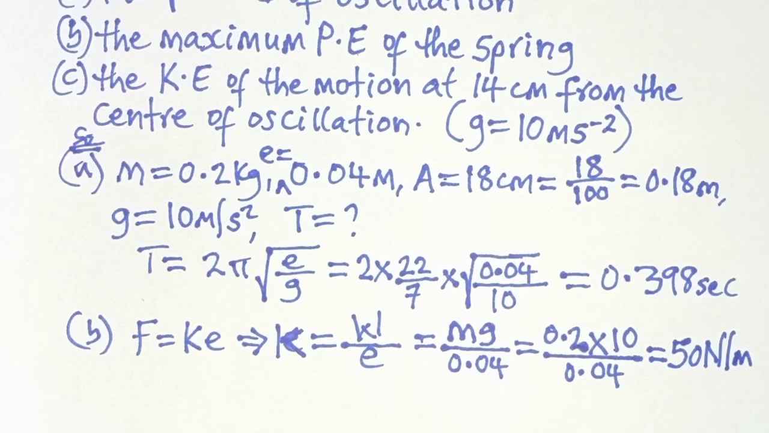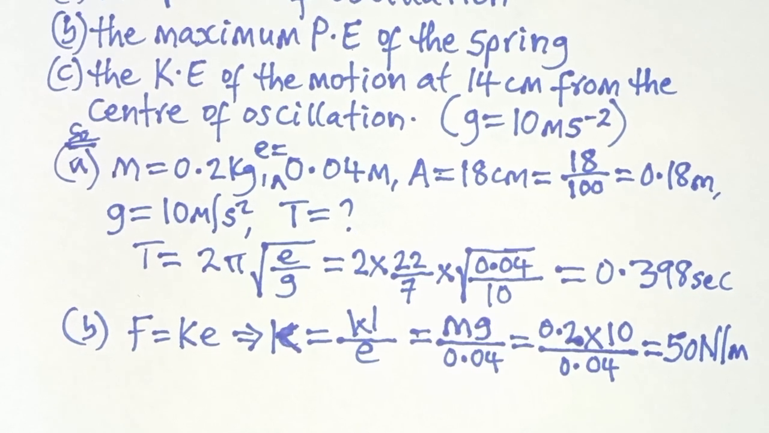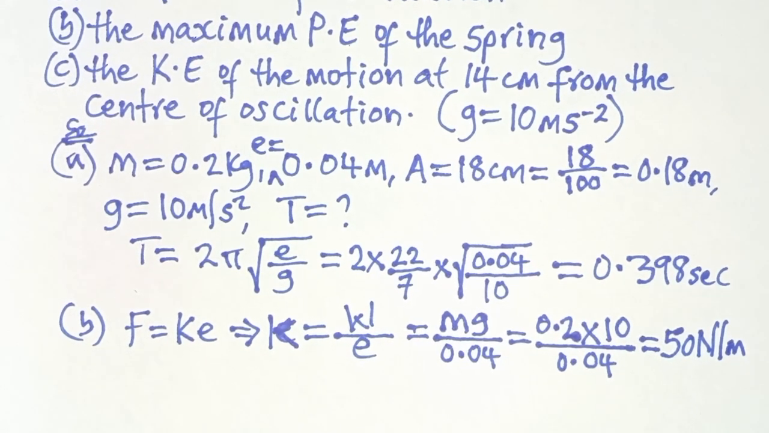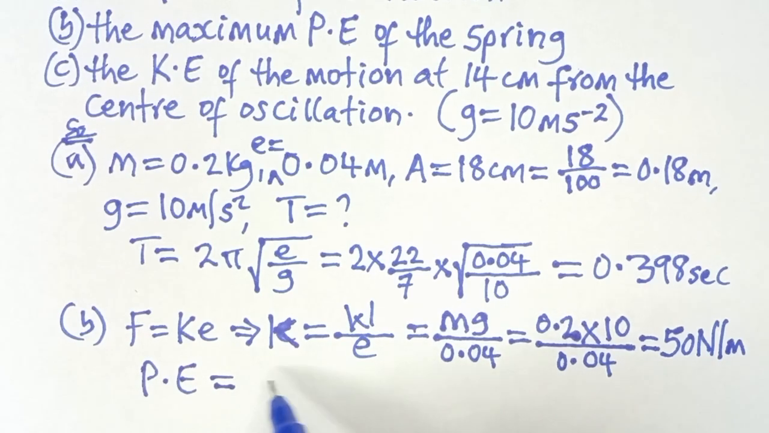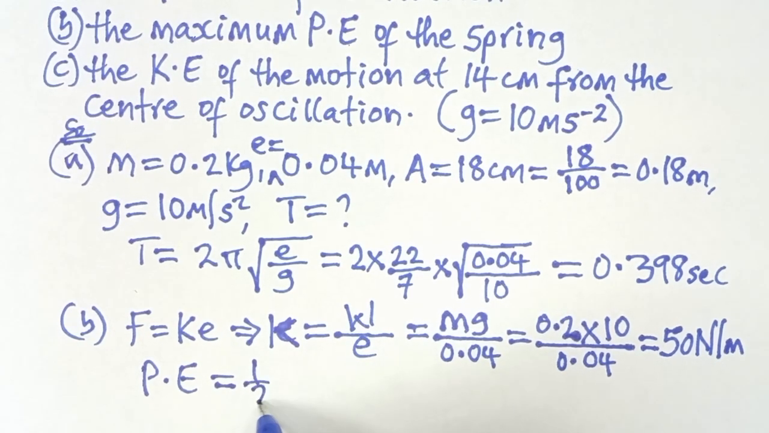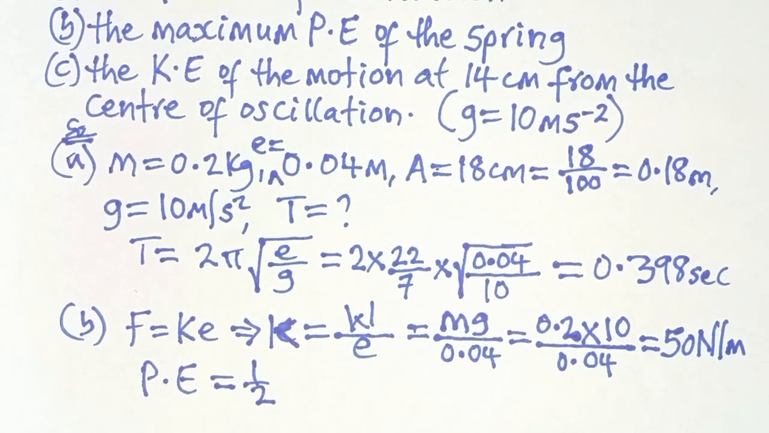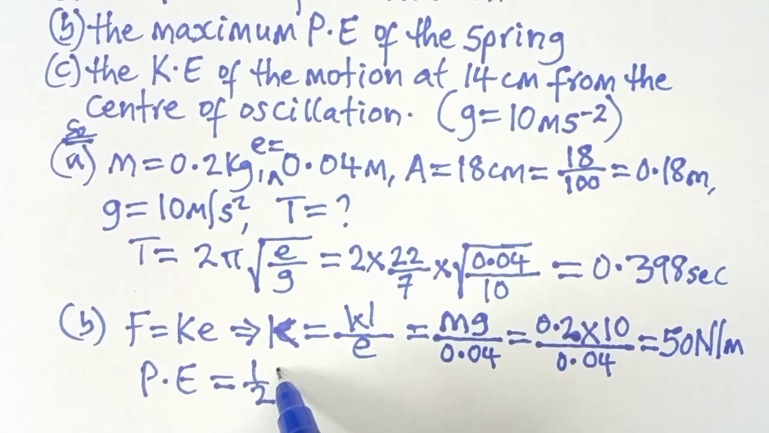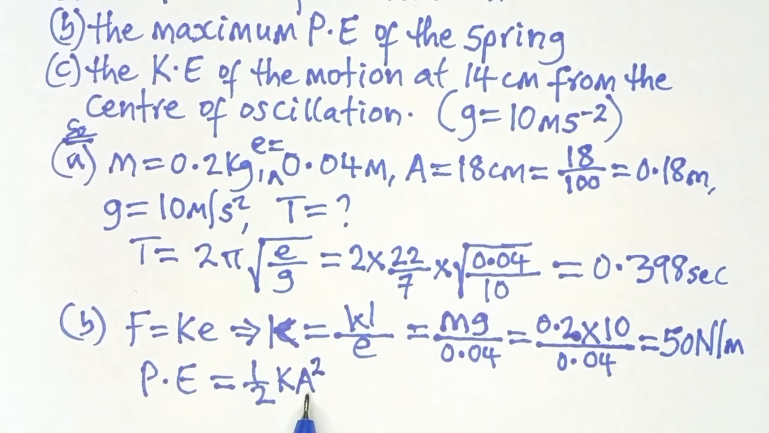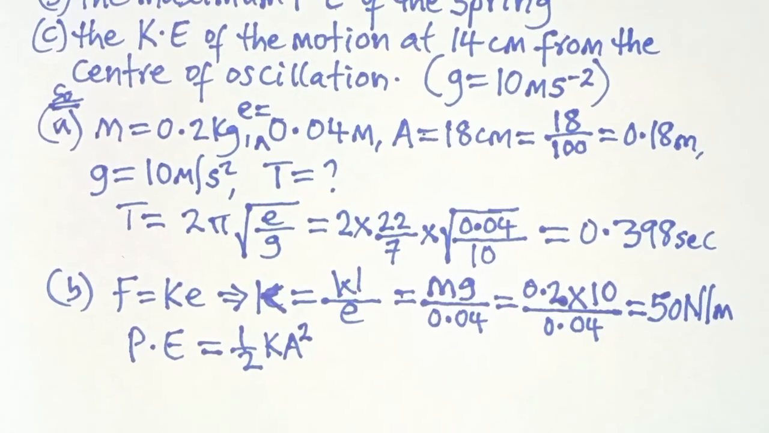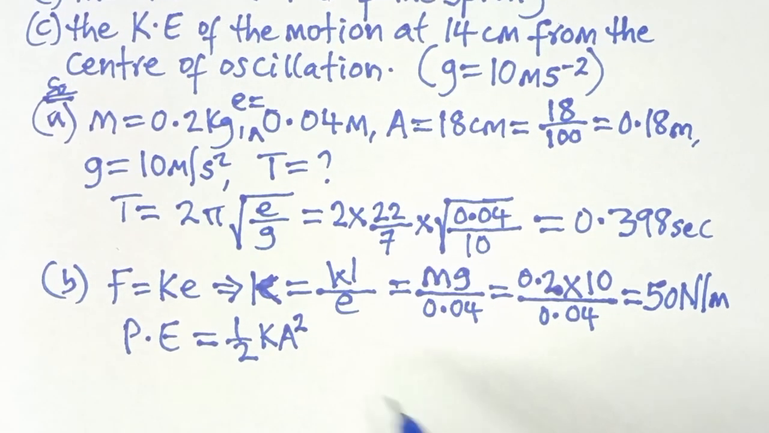So now don't forget, it is not K we are actually looking for. We are looking for the potential energy. So the formula for potential energy of a spring performing simple harmonic motion is given by half K A square, half K A square. A is the amplitude. So we can now substitute values to get our answer.